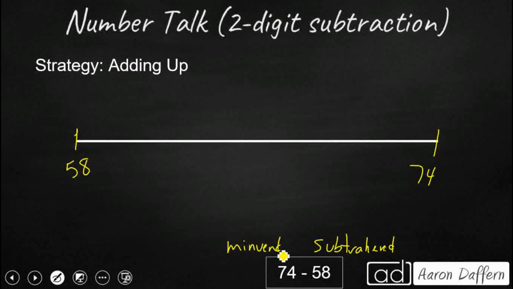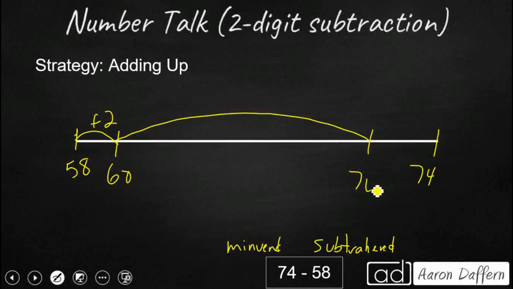We're going to take little jumps. First, we're going to get to the next 10. So to get from 58 to the next 10, which is 60, we're going to have to do a plus 2. And then we're going to take a big jump. We're going to jump by 10s, and really it's just one 10. We just want to get one 10 up to get to our 10 that's closest to 74 without going over. That's a plus 10. And then we've got another little jump of plus 4.